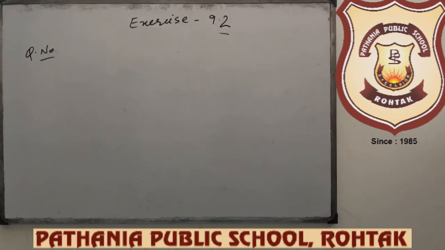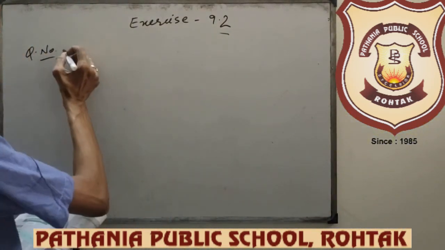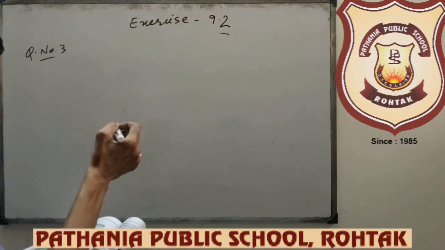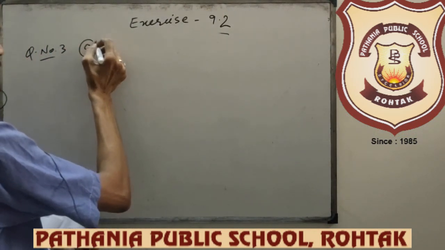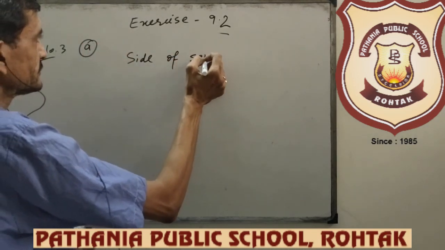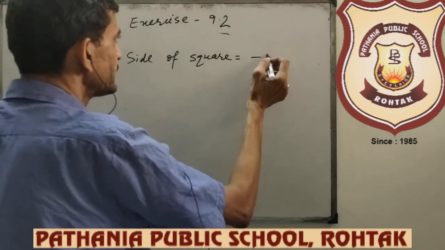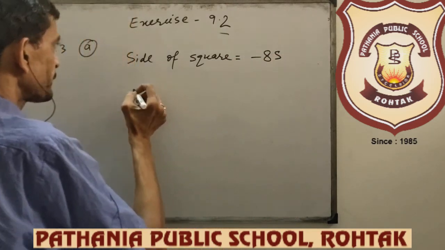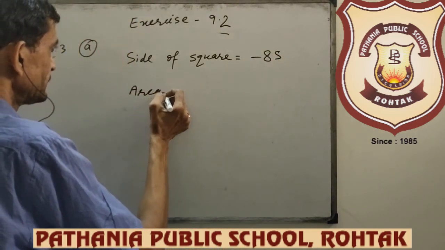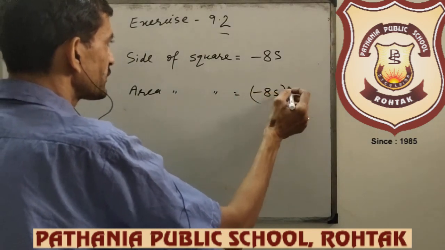Now question number 3. In question number 3, the side of a square is given and we have to find the area of the square. Side is given, find the area. For example, A part: side of square is equal to minus 8s. Find the area of the square, it is equal to minus 8s whole square.